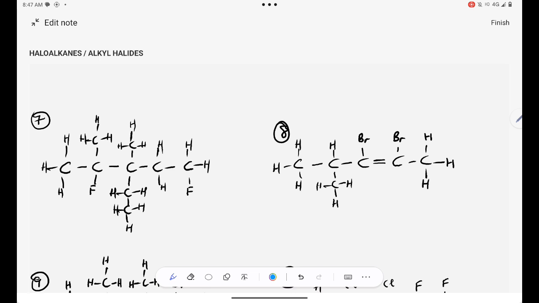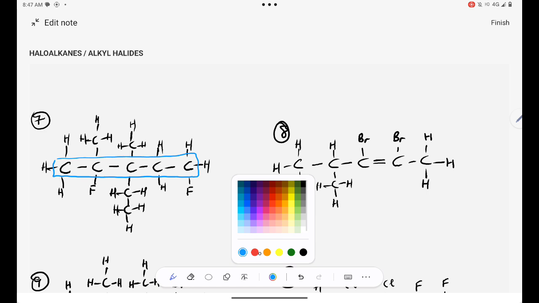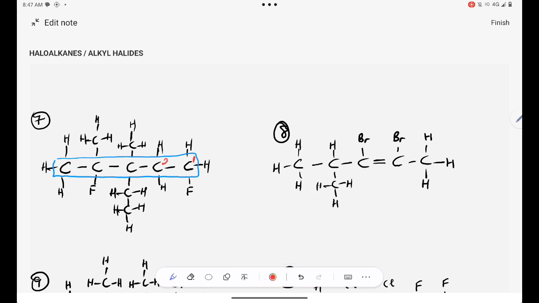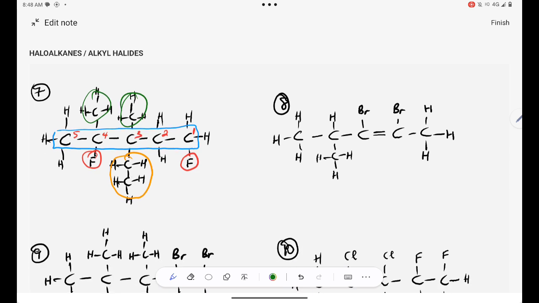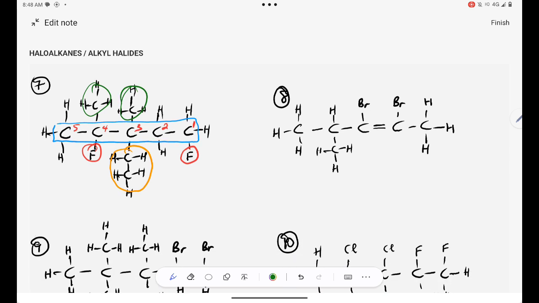Okay, number 7. I must start numbering from the terminal which is closer to the substituent. Are you together? So this will be carbon number 1, 2, 3, 4, and 5. I have my fluoro at carbon number 1, another fluoro at carbon number 4, and then at carbon number 3, I have an ethyl, and then at carbon number 4 as well as carbon number 3, I have my methyl. So all I have to do, guys, is to mention the additions in alphabetical order first.